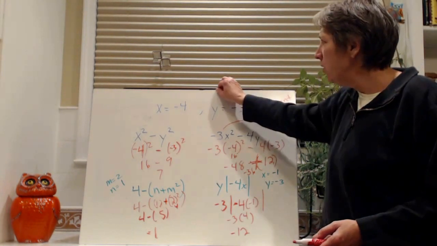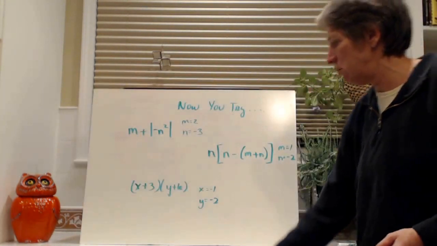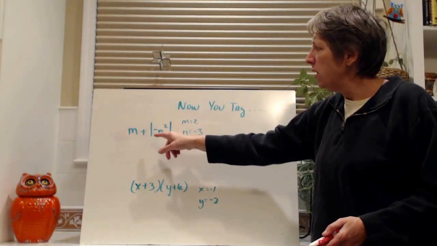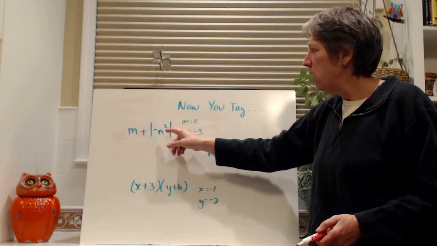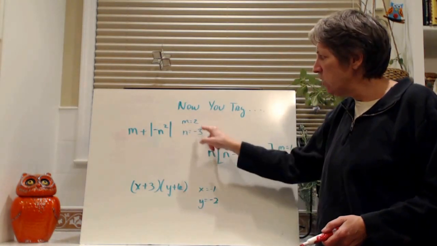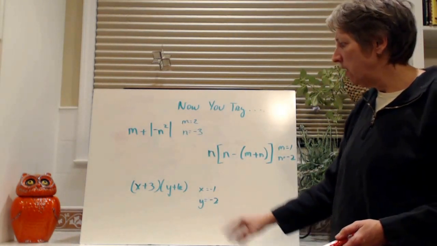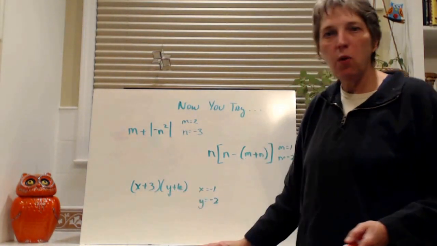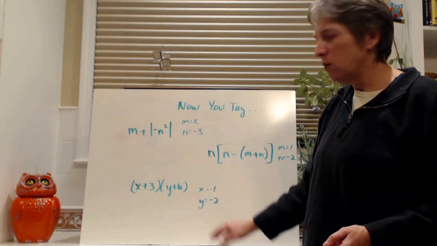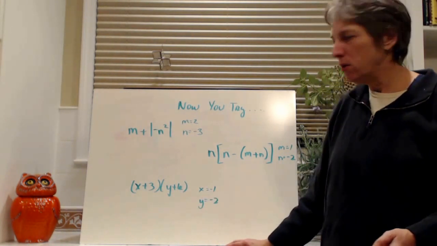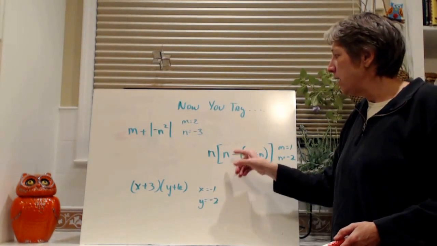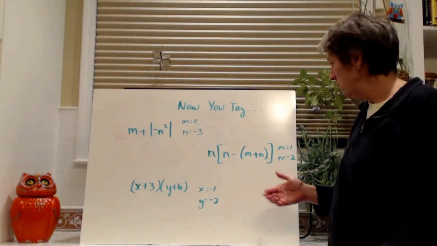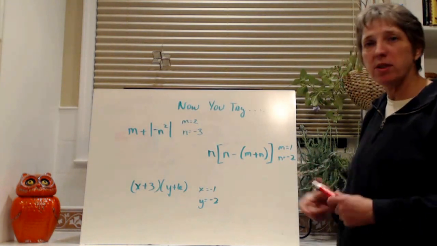Now, you're going to try these. I'm going to read them just so you can. So, m plus the absolute value of the opposite of n squared. M is 2 and n is -3. These are all different. The quantity of x plus 3 times the quantity of y plus 6. X is equal to -1 and y is equal to -2. N times the quantity of n minus the quantity of n plus n. Mouthful. M equals 1 and n equals -2.